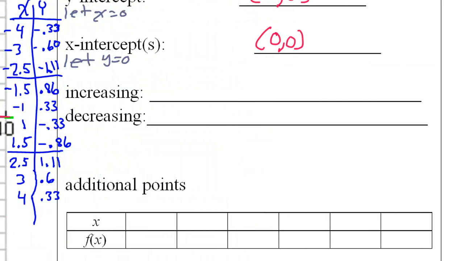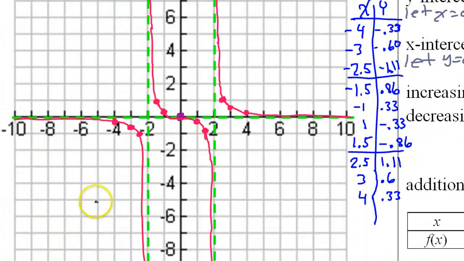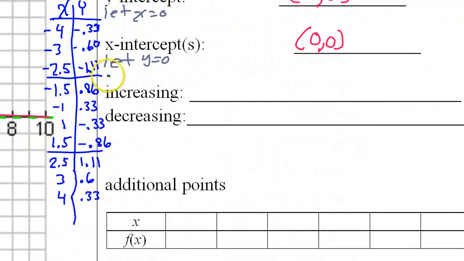All right, now let's talk about increasing and decreasing intervals. So these intervals have got to be read from left to right. Now from left to right, this is a decreasing interval because it's going downhill. So that's negative infinity to negative 2, because remember, we're just looking at x values here. So negative infinity to negative 2 is what we're talking about, decreasing.